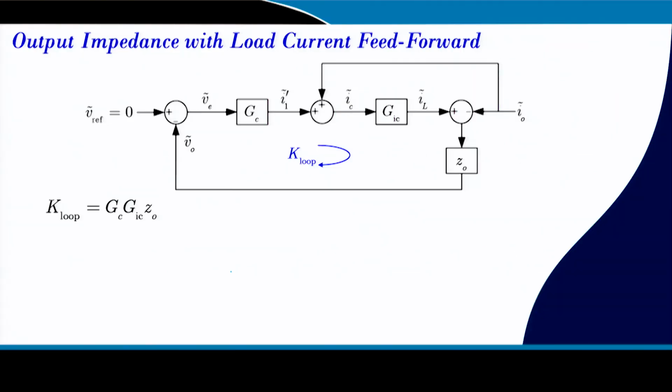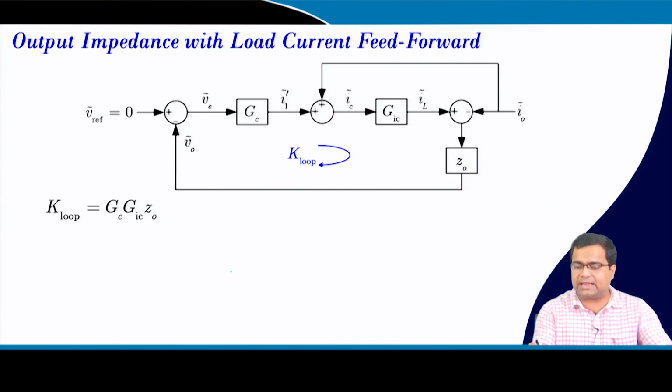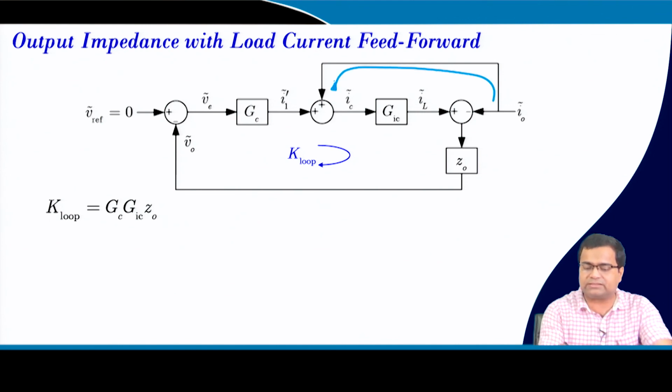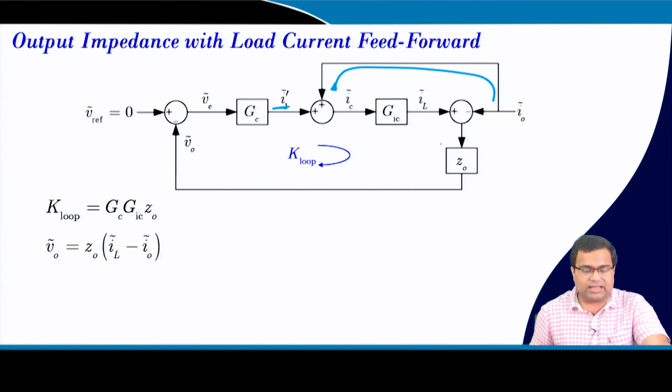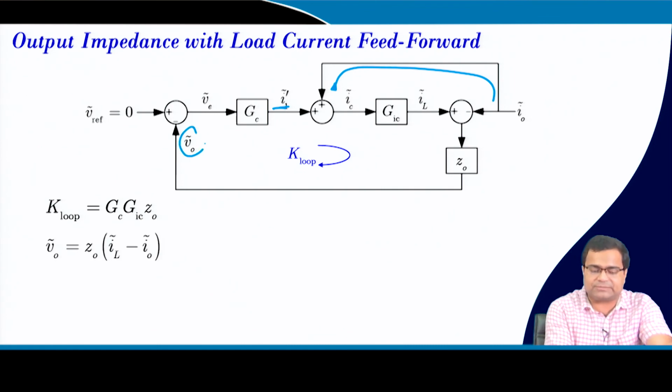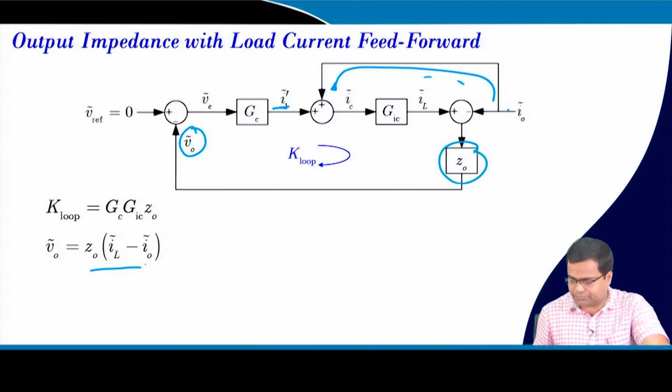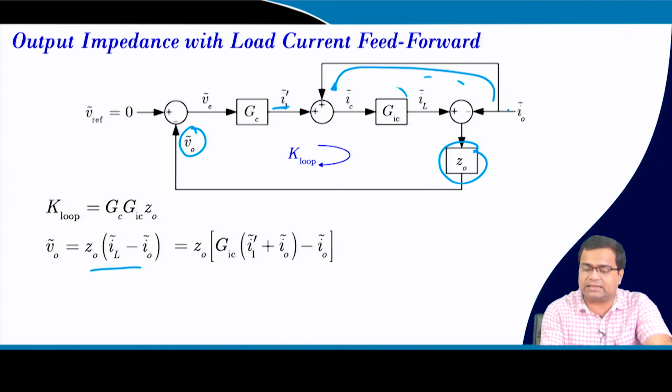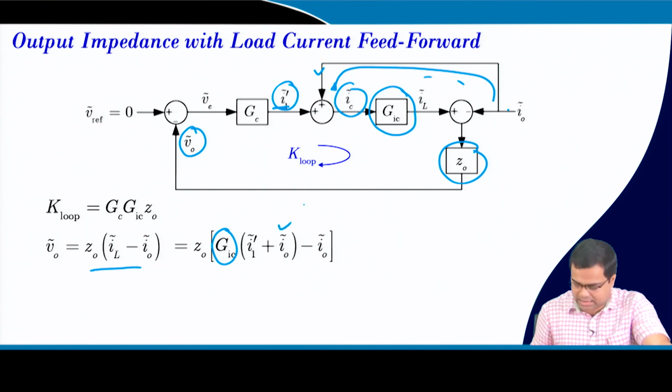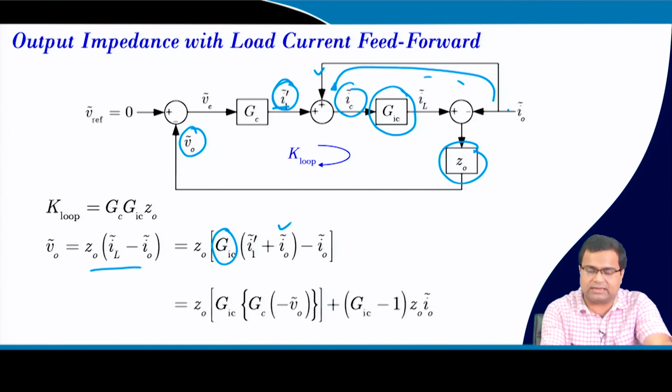So, the load current feed forward, if you consider, then as if we are adding this load current with the reference current which is coming out of the controller, or we can subtract from the inductor current, right, we can subtract. So, if you do that, then we can write that V0 expression in terms of Z0 into this IL minus I0, and what is IL? It is nothing but GIC into this current plus this current, plus this current.